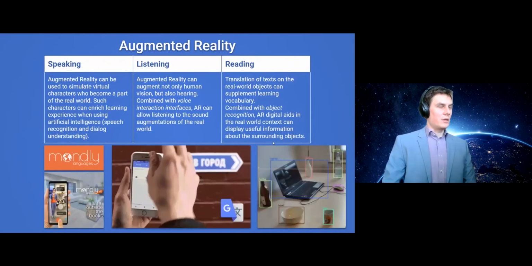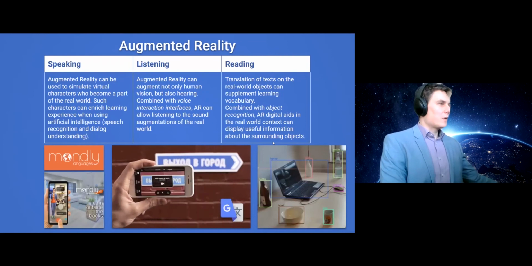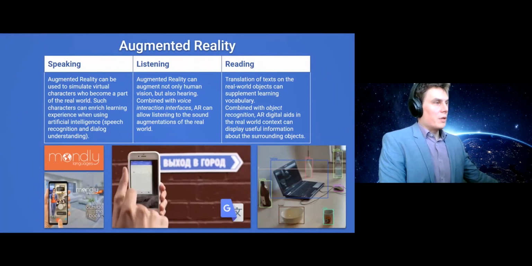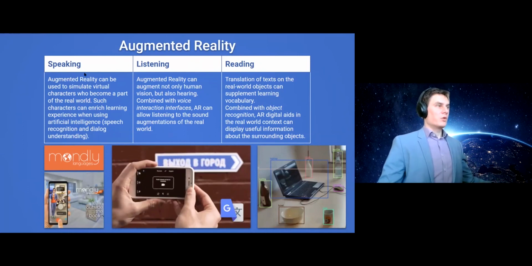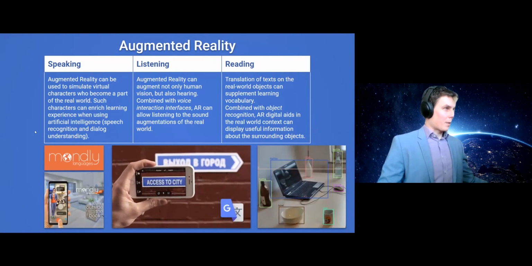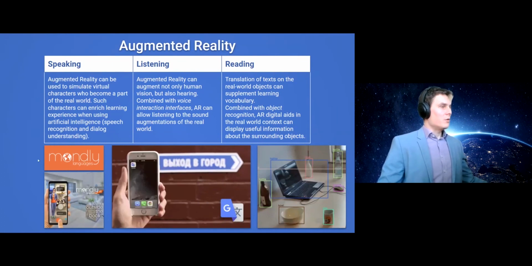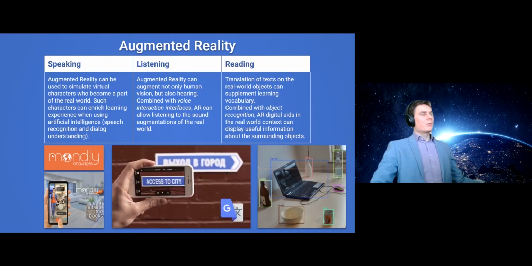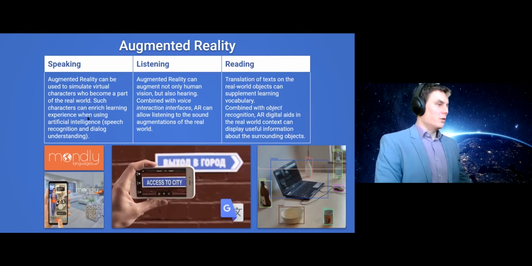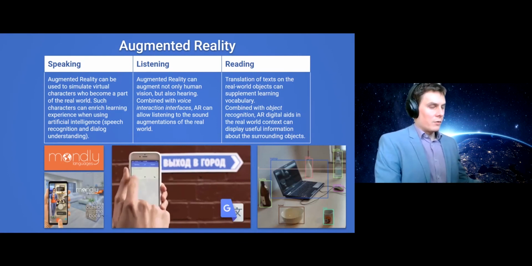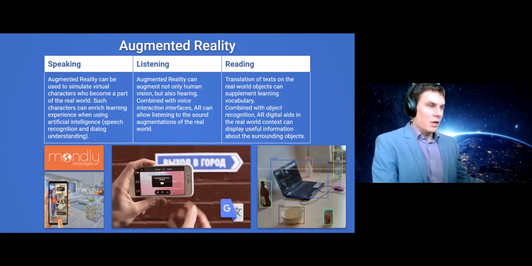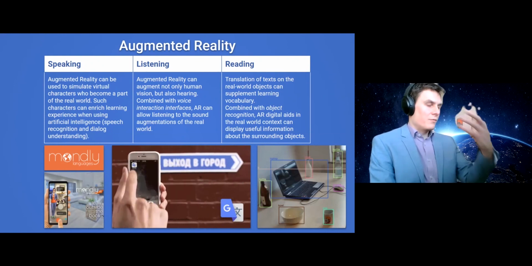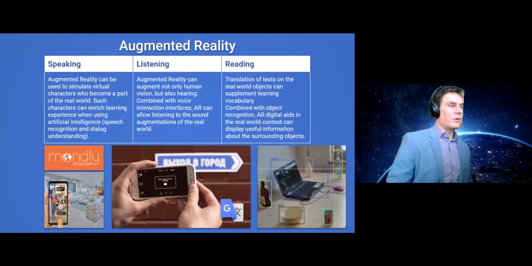In terms of speaking, listening, and reading, there are lots of possibilities for augmented reality, and very often it is combined with some other technologies to enable language learning. So for example, if you combine augmented reality and artificial intelligence, which I also mentioned when I was talking about virtual reality, you can create virtual characters, but these virtual characters will not live inside a computer or inside a computer game or inside of the helmet that you need to put on. They will live in your living room.